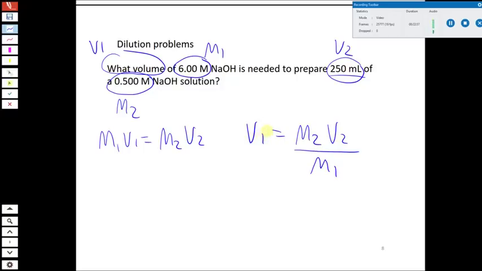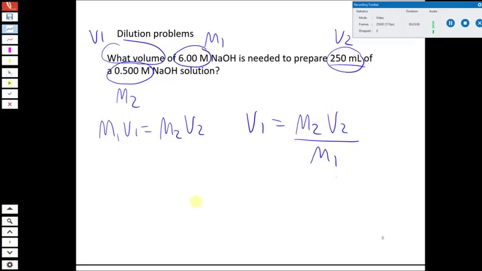Or if we had solved for one of the molarities and had a ratio of the 2 volumes, V1 over V2, as long as the 2 units are the same, they don't have to necessarily be liters. So in these types of problems, we don't need to convert to liters necessarily, though it's not wrong to do that. It's just an extra step here.